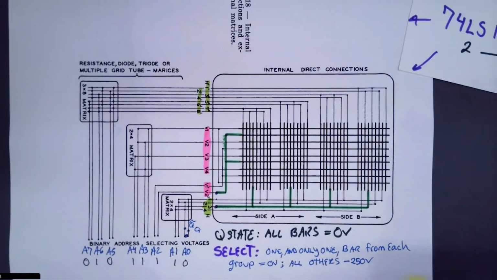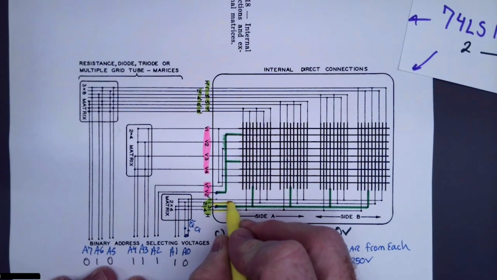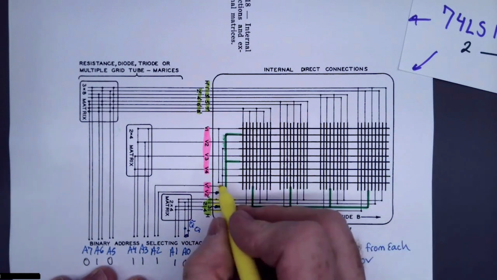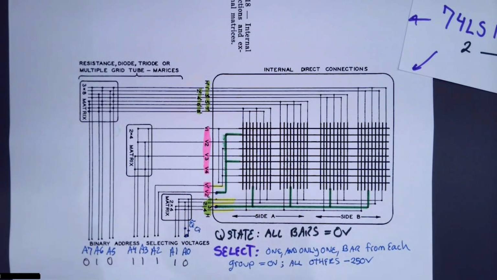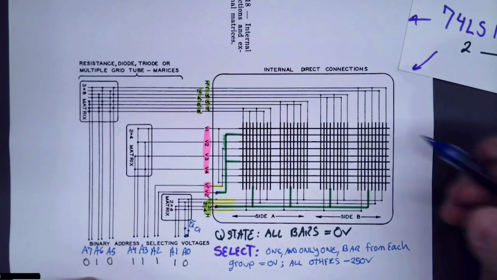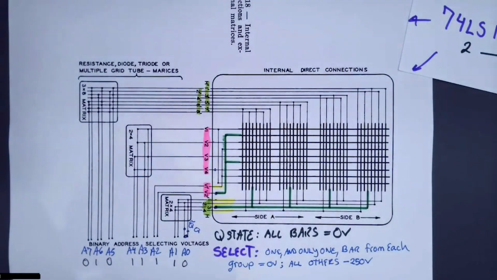Now, when I make these bars, these selected bars 0, all others need to be at minus 250 volts. I'll just mark these in yellow when I've selected one and only one of each group to be 0 volts. All others of that group have to be minus 250. Continuing on, these next 2 bits, A3, A4, this decodes to a 3. So I'm going to count 0, 1, 2, 3. So I need to make that one 0 volts.